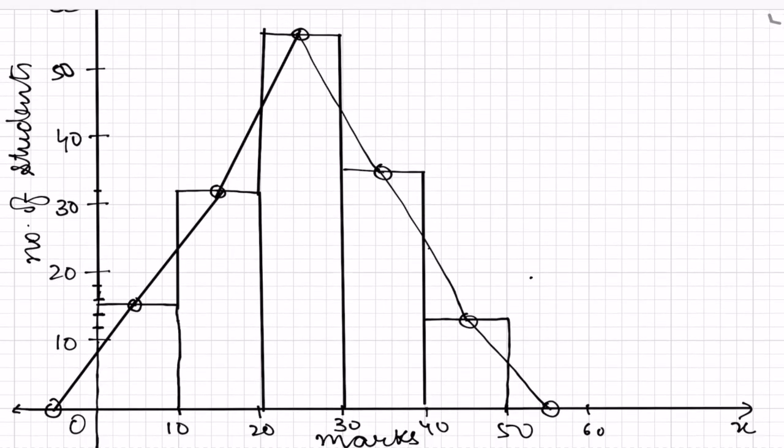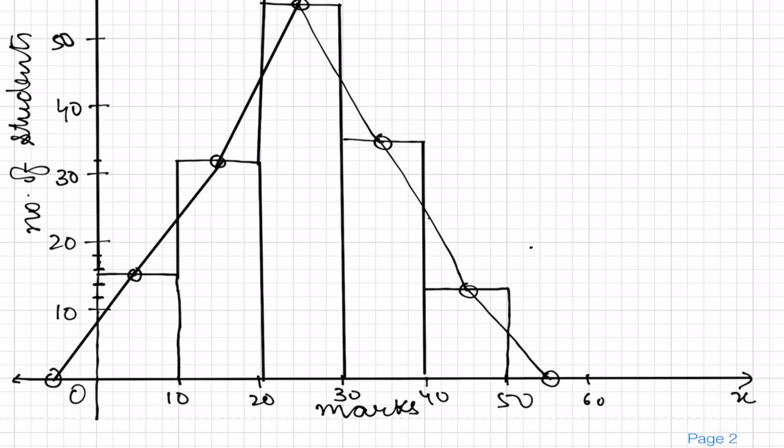So children, this is our required frequency polygon, which starts from the x-axis and ends also on the x-axis. Always remember, starting and ending should be on the x-axis only. Okay, so in this way you will draw the frequency polygon.